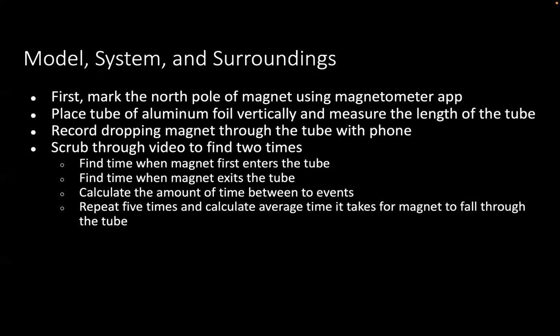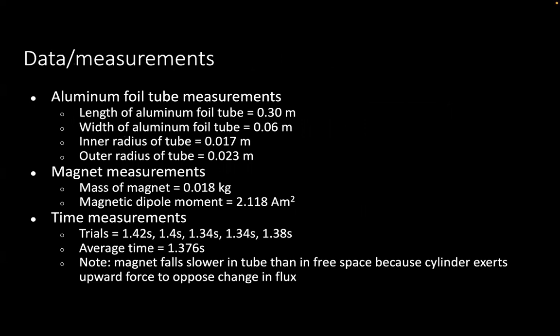For modeling the system, we first marked the north pole of the magnet using the magnetometer app. We placed a tube of aluminum foil vertically and measured the length of the tube. We then recorded ourselves dropping this magnet through the tube with our phone, and scrubbed through the video to find two times. The first was when the magnet first enters the tube, and the second was when the magnet exits the tube. We calculated the time between these two events and repeated this 5 times to calculate the average time it takes for the magnet to fall through the tube.